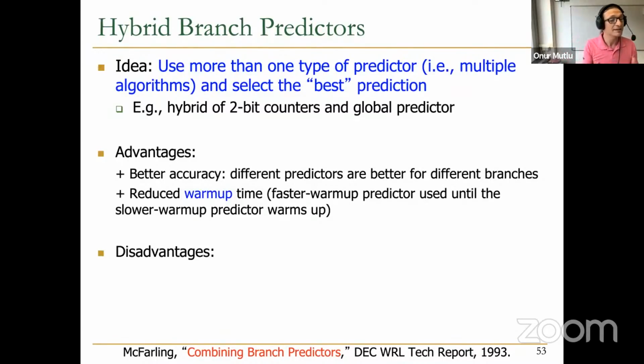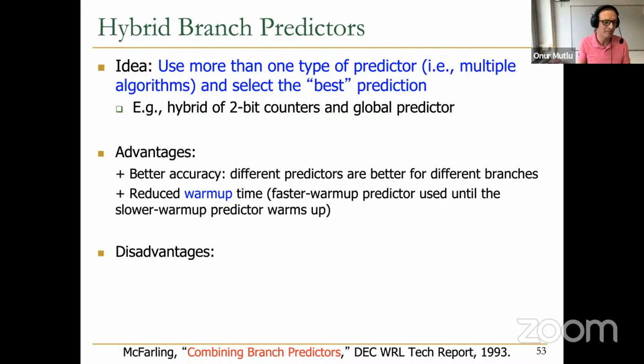But we also get another advantage that we did not talk about much before, which is the warm-up time. Meaning, if you have long histories, it takes a long time to warm up the predictor so that you can start predicting accurately. For example, if your history register length is 24, you need to see a lot of patterns for that particular branch so that you can warm up a lot of counters. Well, not for that, for different histories, so that you can warm up a lot of counters. So it takes some time for these predictors to get trained, let's say.